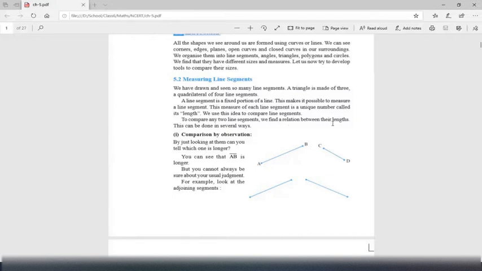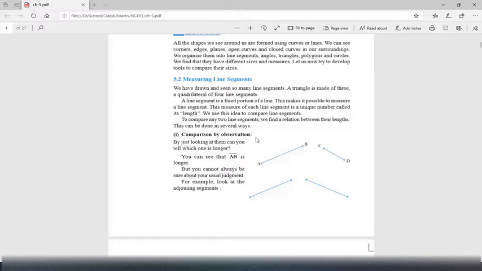So how do we measure and compare line segments? We measure using a scale, and with the scale we get some measurement. Using that measurement, we can compare whether one line is smaller or bigger than the other, just as we compare two boys to see whose height is more. So we can compare using that scale. Lines are a similar thing.